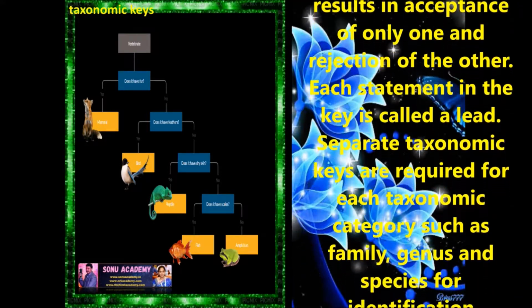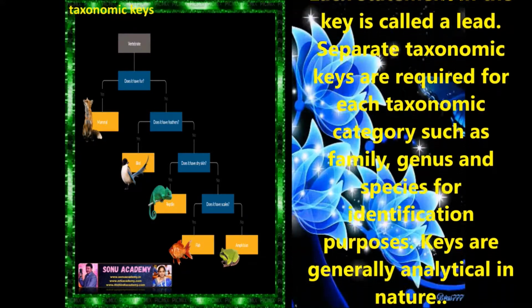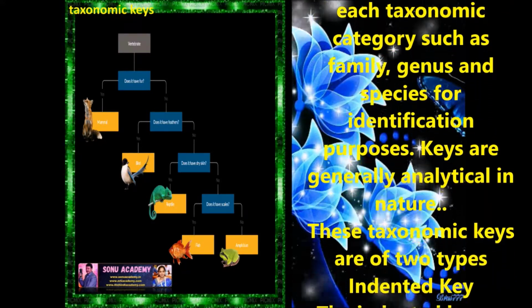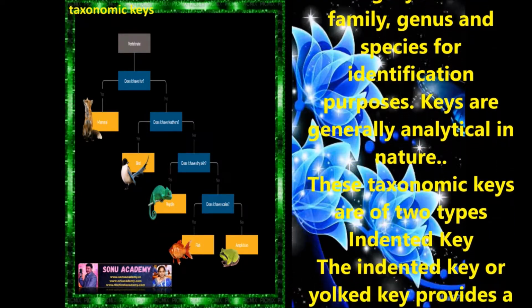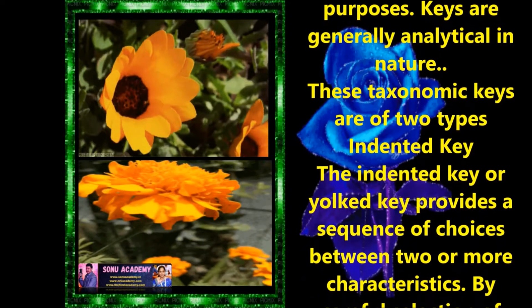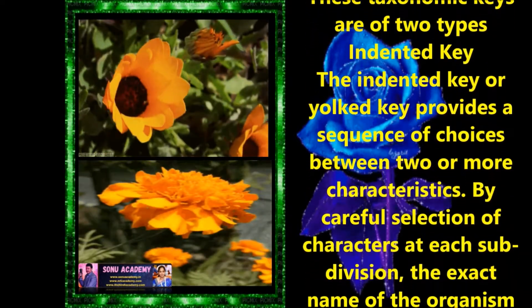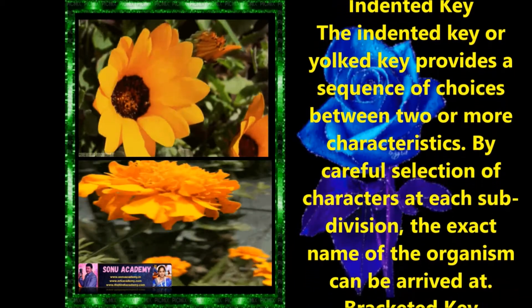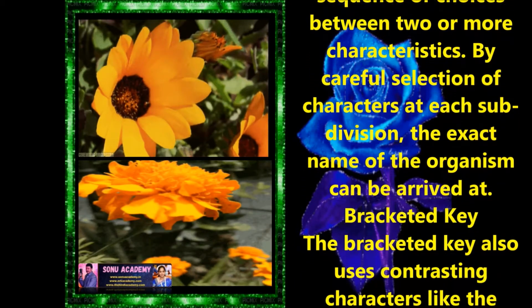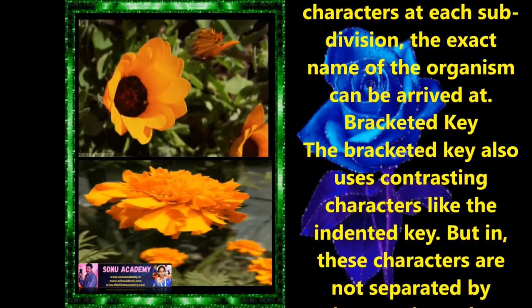Separate taxonomic keys are required for each taxonomic category, such as family, genus, and species. For identification purposes, keys are generally analytical in nature. There are two types of keys in taxonomy. Indented key: the indented key provides a sequence of choices between two or more characteristics. By careful selection of characters at each subdivision, an exact name of the organism can be arrived at.